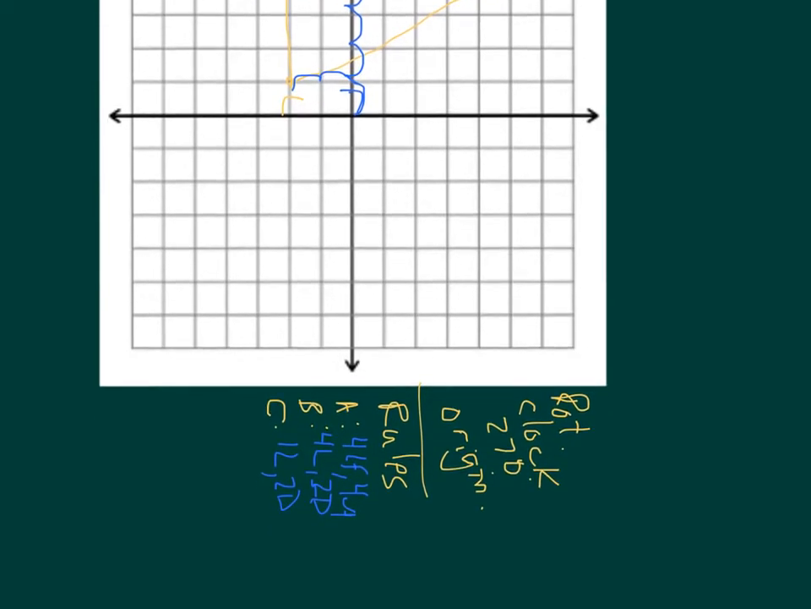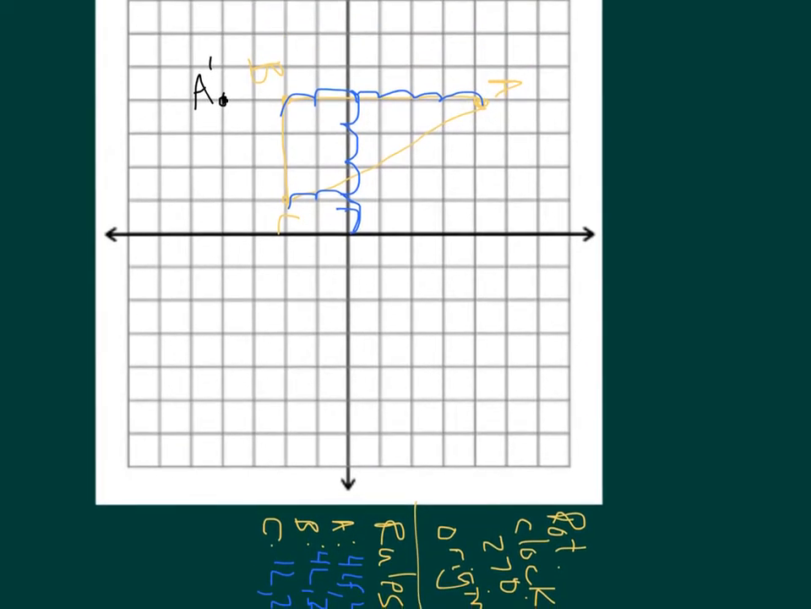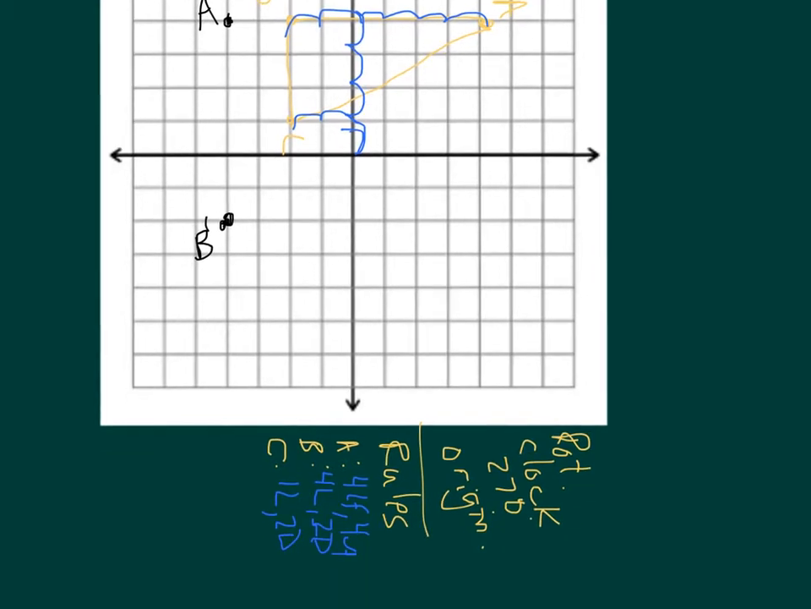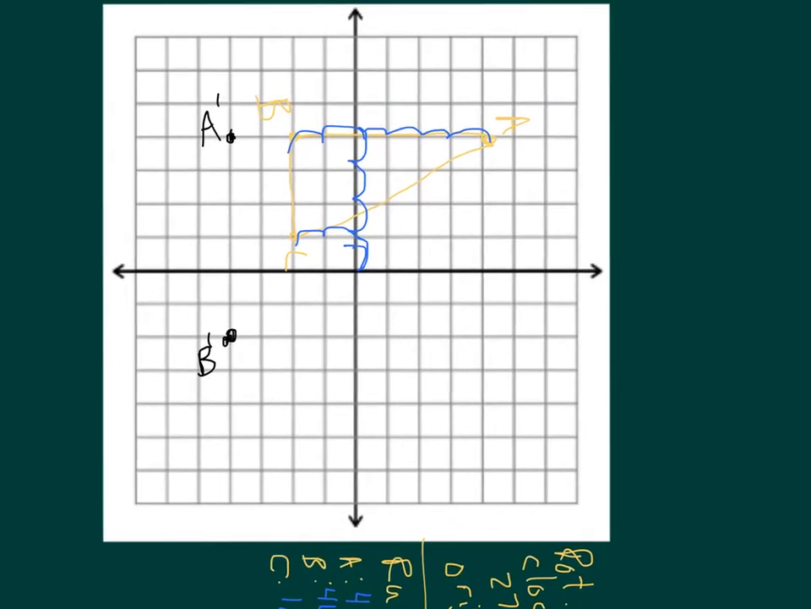B is 4 left, 2 down. So from the origin, again, 4 left, 2 down. So that's B prime. Looks like a butterfly. And C is going to be 1 left, 2 down. So 1 left, 2 down, C prime. Draw the triangle. And there's your same triangle that is rotated 270 degrees clockwise.